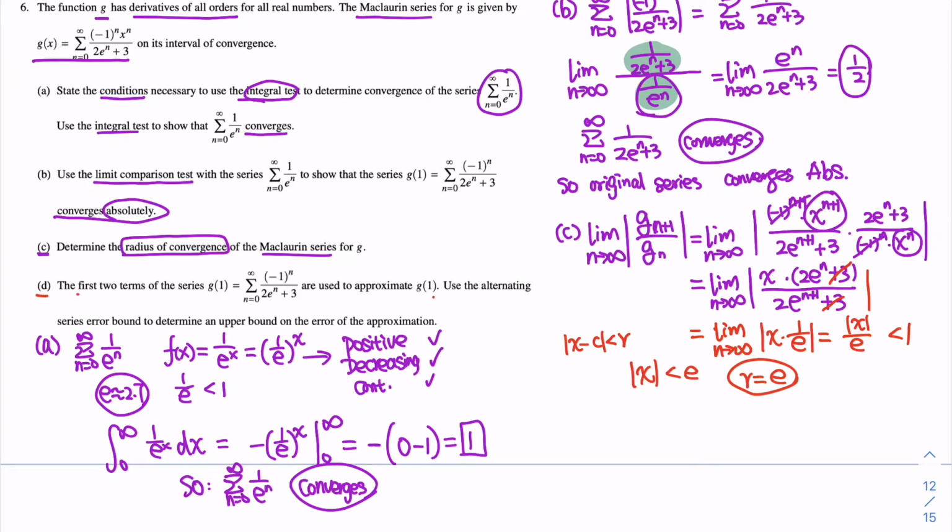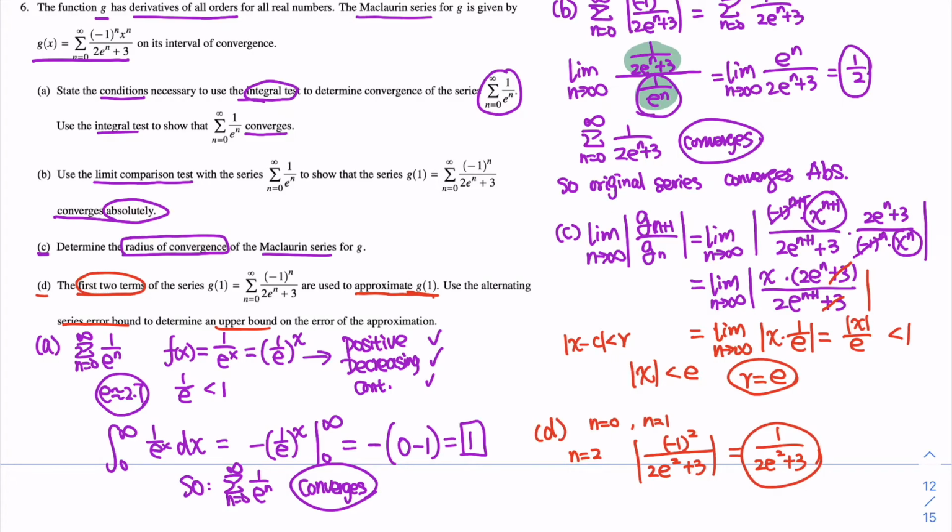Part D. Use the first two terms of the series to approximate g of 1. Use the alternating series error bound to determine the upper bound for the error. The alternating series error bound is given by the next term. Because we use the first two terms, n equals 0 and n equals 1, the next term will be n equals 2. So we plug n equals 2 in, which is negative 1 squared over 2e squared plus 3. This gives us 1 over 2e squared plus 3. This is our error bound.